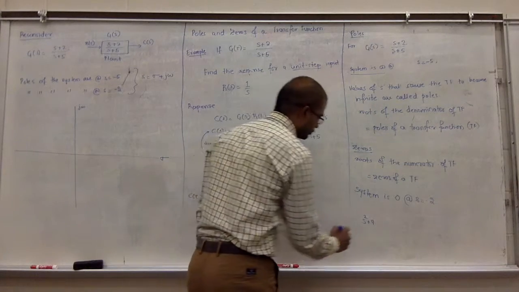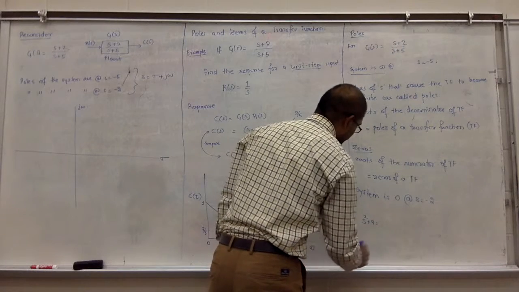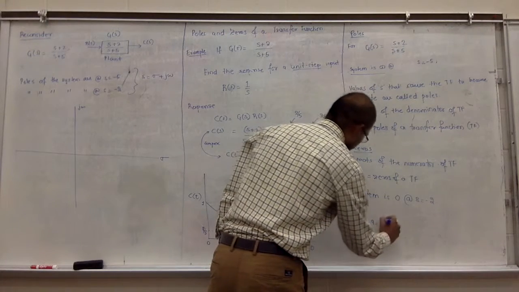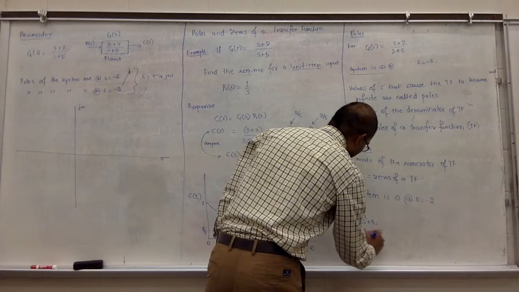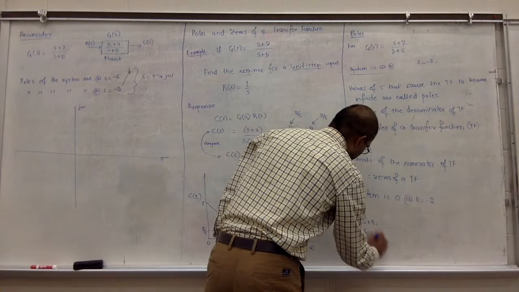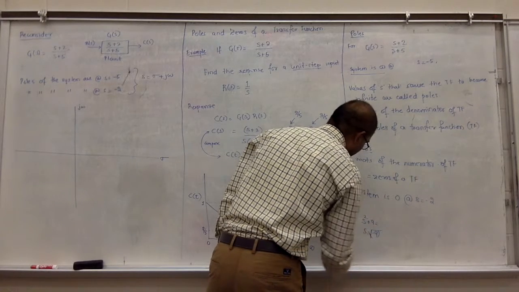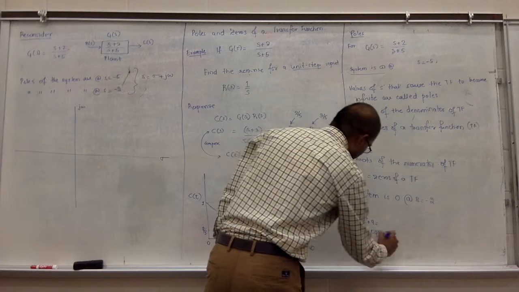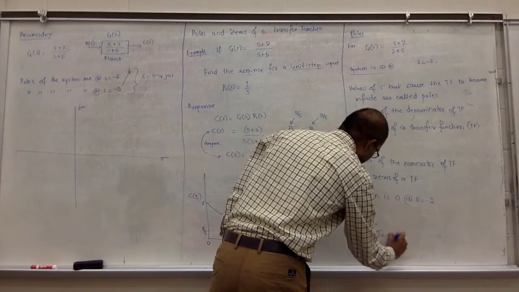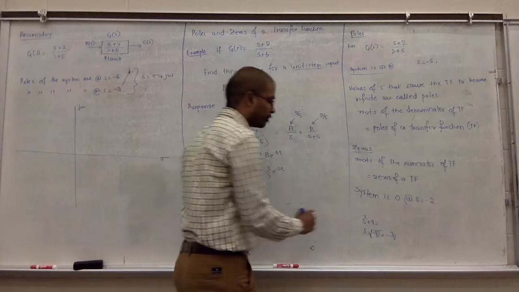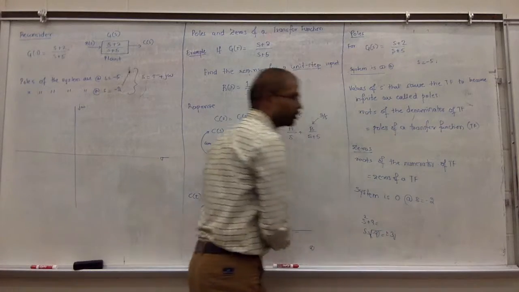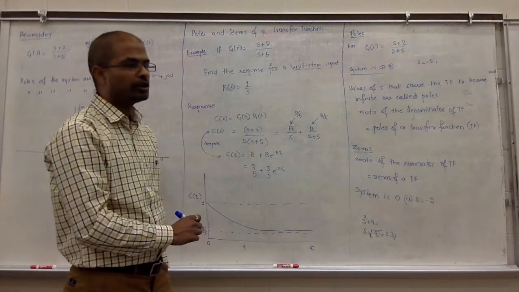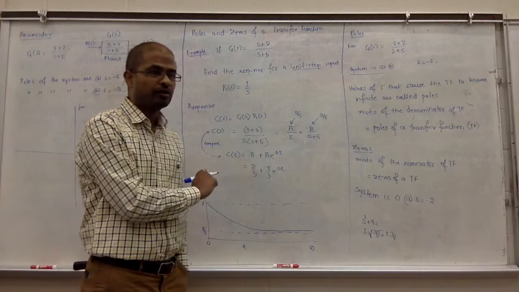So s squared is equal to minus 9, so s is the square root of minus 9, which is plus or minus 3j. This is a purely imaginary root.